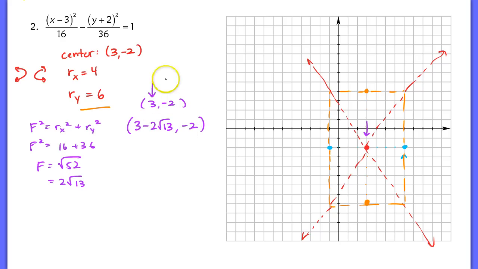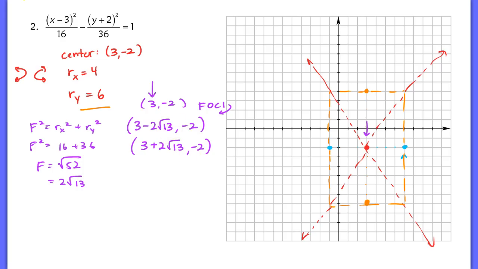Let me label this as foci, sorry. I'll do it off to the side. So these are the foci. Okay, and we also want to move it to the right 2 root 13 units. So we have 3 plus 2 root 13, comma negative 2, and those give the coordinates of the foci.